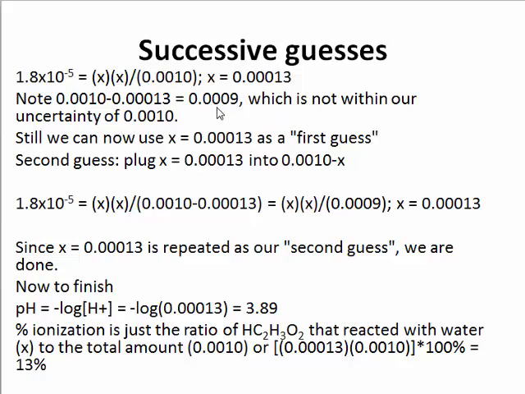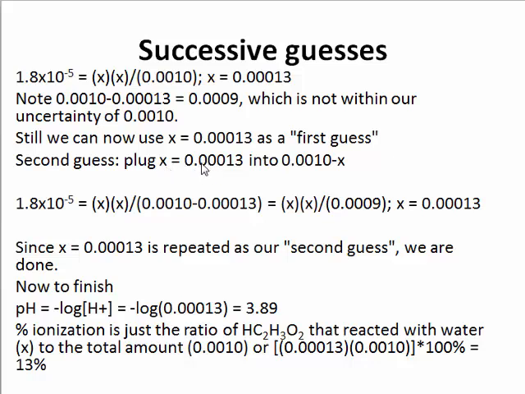X is not small enough because 0.0010 minus X is 0.0009, which is not the same as 0.0010. Use the addition rules for significant figures here. Still, we can use this X value as a first guess. In other words, let's take this and attempt to again solve for the correct value of X.